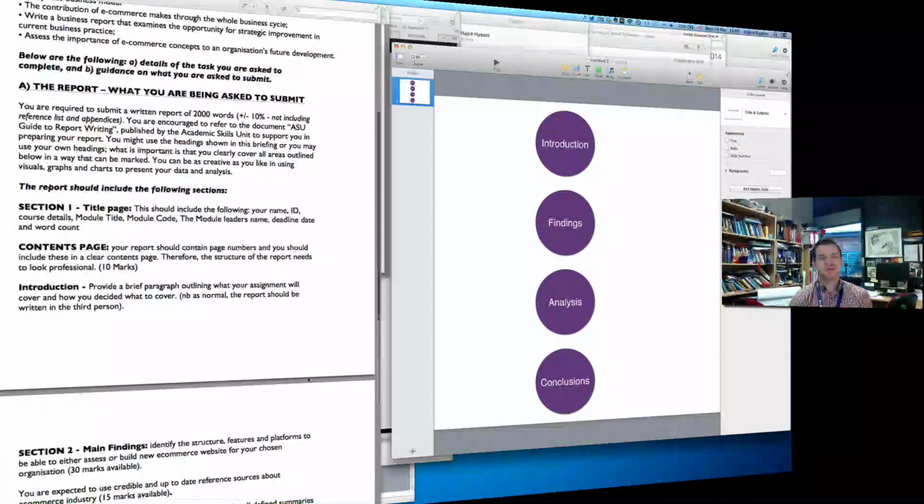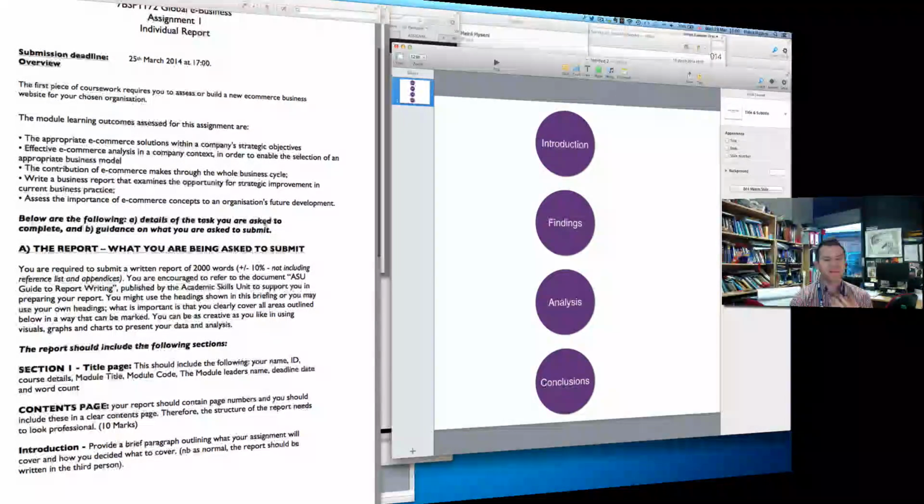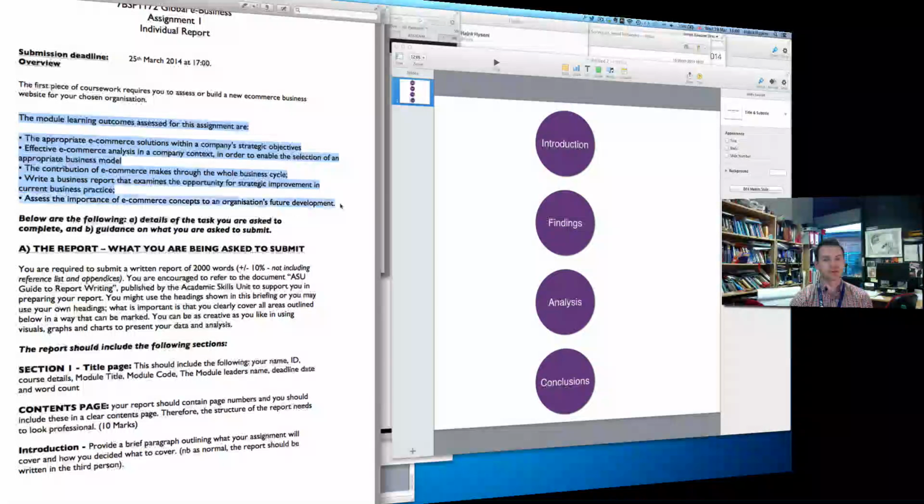Now, if we start looking at some of the things that might be a bit more confusing to you, depending on the terms that we've used, and if I go back to this file that I've uploaded for you, I'm going to go point by point just to make it clear to you again. The appropriate e-commerce solution with a company's strategic objectives.